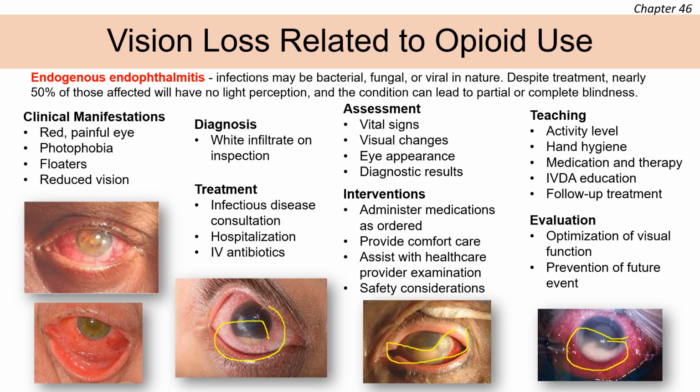This is going to include cool compresses applied to the affected eye that will help decrease inflammation, and it's also soothing. And they should be instructed to wear dark sunglasses for that photophobia when they're in bright light.